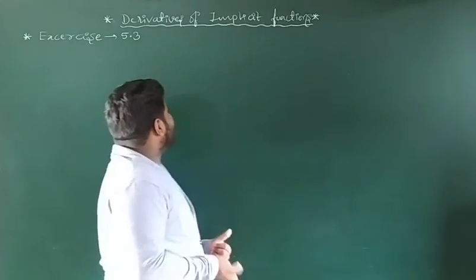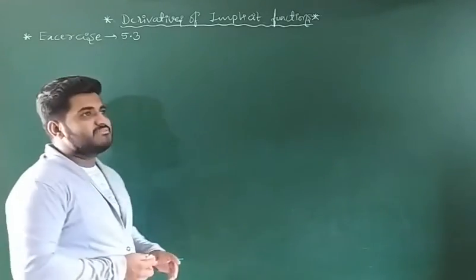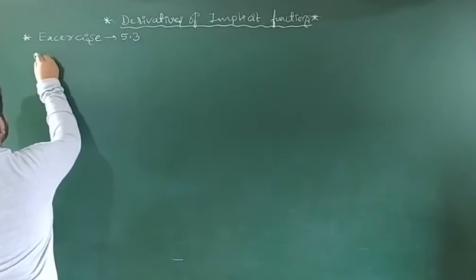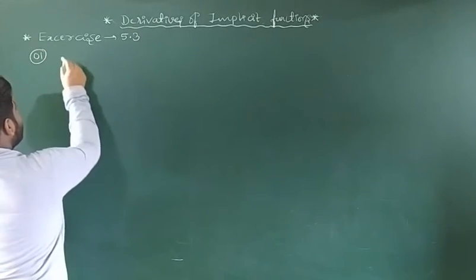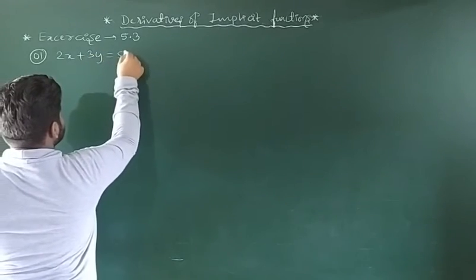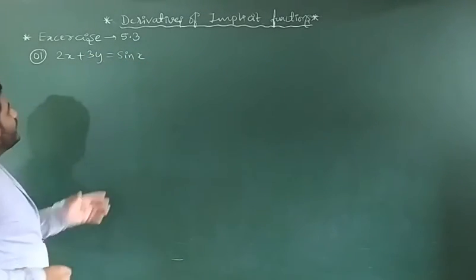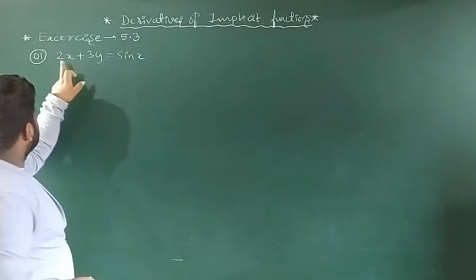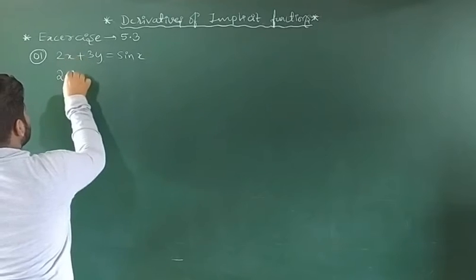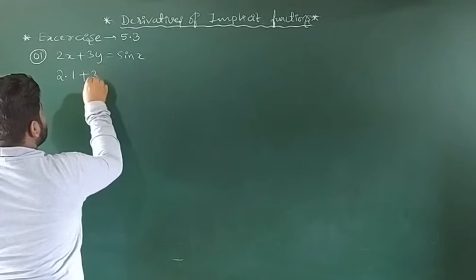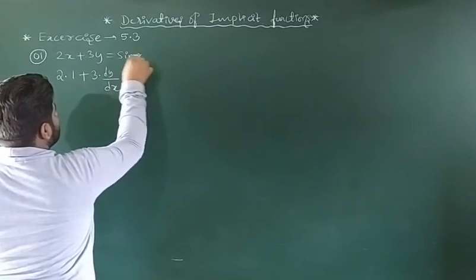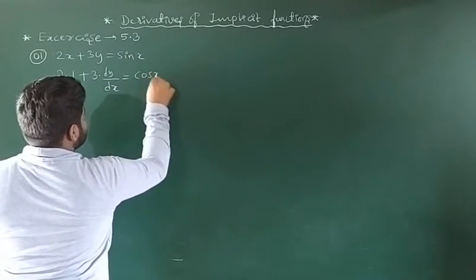In this session I will go directly to Exercise 5.3 in your NCERT textbook. So, first problem: 2x plus 3y equal to sin x. We have to find the derivative of this one. The derivative of 2x is 2, since 2 is a constant and the derivative of x is 1, plus 3 is a constant, the derivative of y is dy by dx. This is equal to the derivative of sin x, which is cos x.